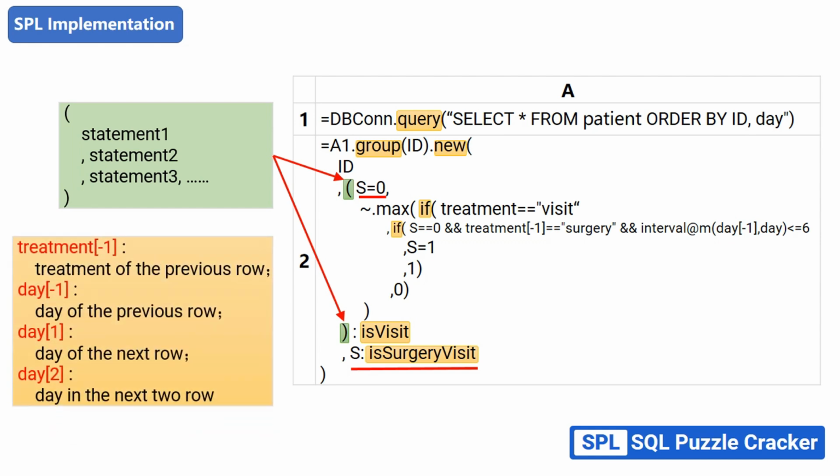Using square brackets can obtain the field values of other rows. Here, treatment bracket -1 is the previous row treatment value, and day bracket -1 is the previous row day value. For another example, day bracket 2 is the day value in the second row afterwards. The interval function can calculate the interval between 2 days, with the @m option indicating the number of months between them. After determining whether each row of the grouped subset is a visit, use the max function to aggregate the results of multiple rows into a single value.